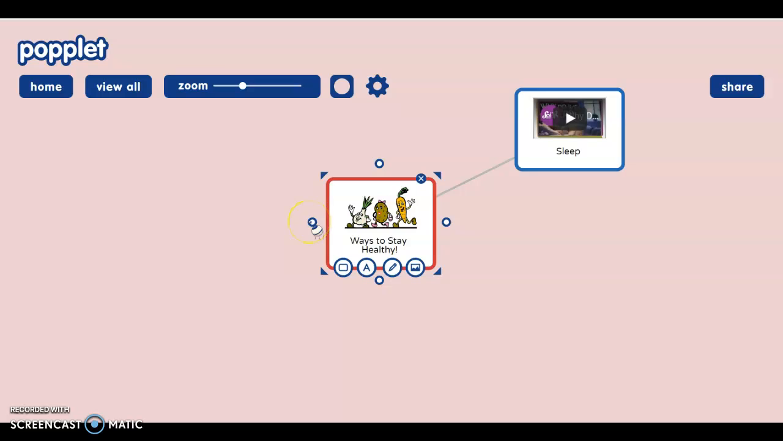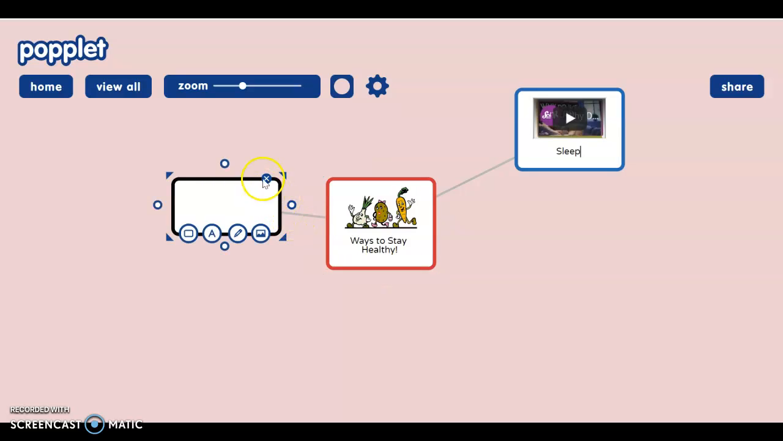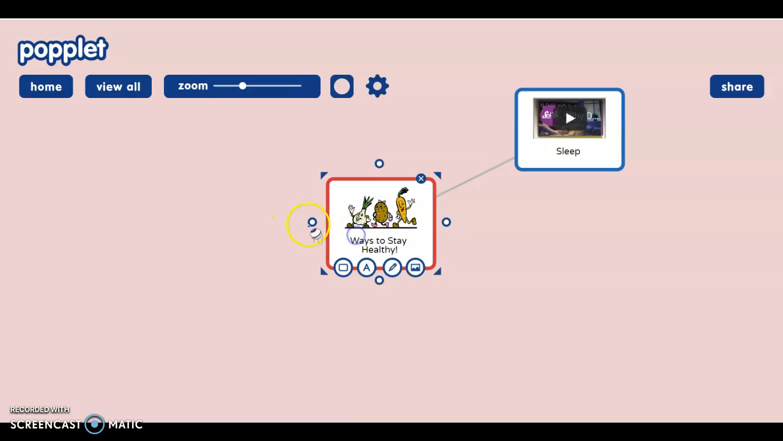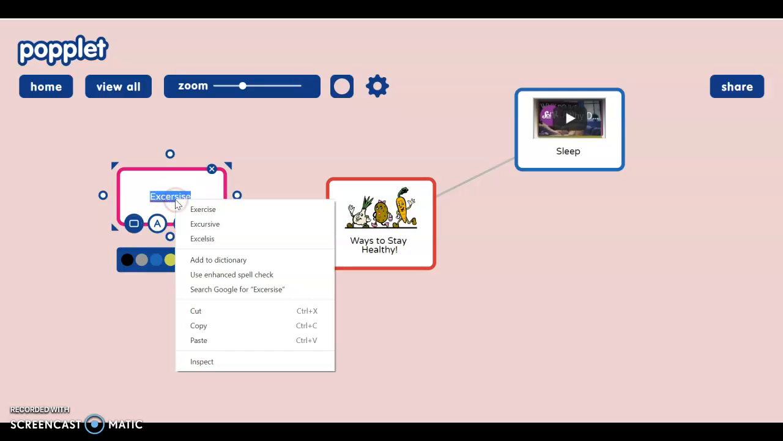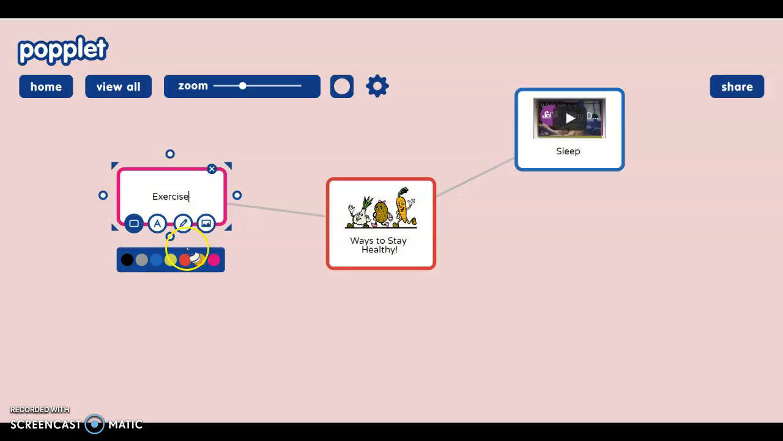I'm going to come over here. I'm going to do another one. I can choose any direction I want this Popple to go. Hold down your left mouse, drag your line out and release. Change the color. I'm going to change the color. I know something else we need to stay healthy, we've talked about in class, is exercise. And for this one, make sure I spell exercise correctly.